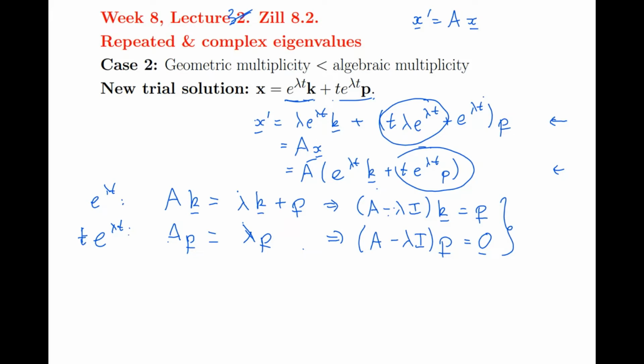Now remember, I know lambda already. That's the eigenvalue that I'm considering. The unknowns here are k and p. Two vectors to determine, two vector equations. The second one doesn't have a k in it. In fact, that is just the eigenvector equation. So that means p is an eigenvector corresponding to lambda, which we would have worked out already. So we can say that we know what p is. Then we substitute p into the first equation and solve A minus lambda I times k equals p.